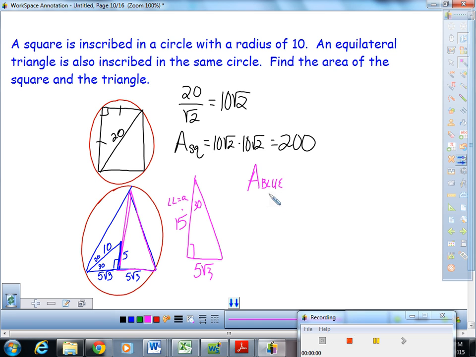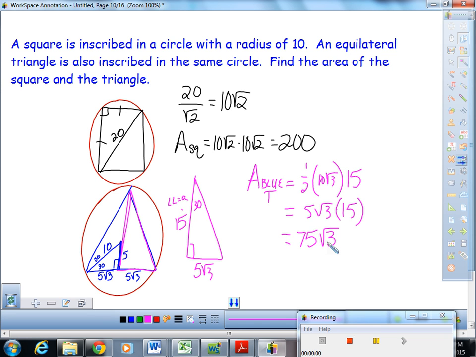So, the area of the blue triangle will be 1/2 times the base, which is 10 radical 3, times the height, which is 15. So it's 5 radical 3 times 15, which is 40, no. What's 5 times 15? 75 radical 3.